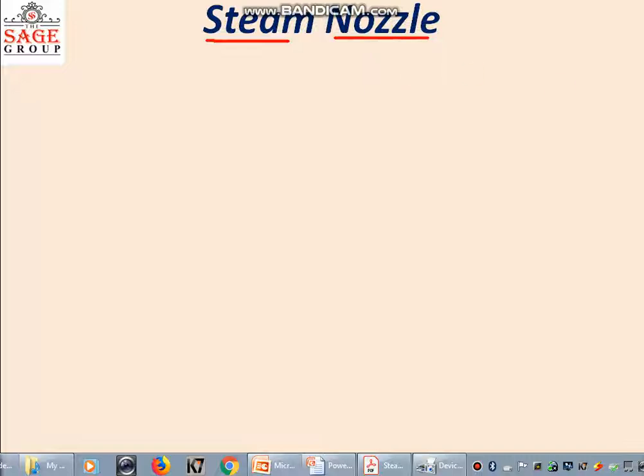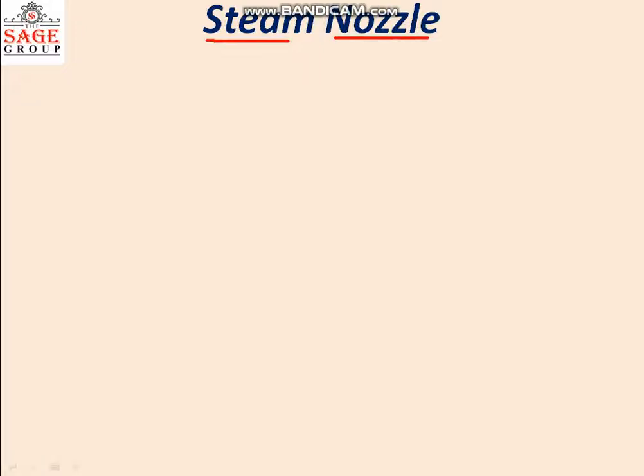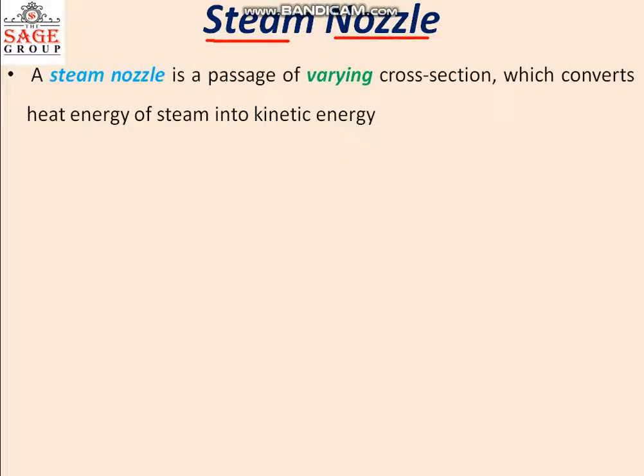Now, the steam nozzles are used in different types of systems. Steam nozzles are used in steam turbines, gas turbines, and jet engines for jet propulsion, and the function of a steam nozzle is to control the flow characteristics at the outlet side.